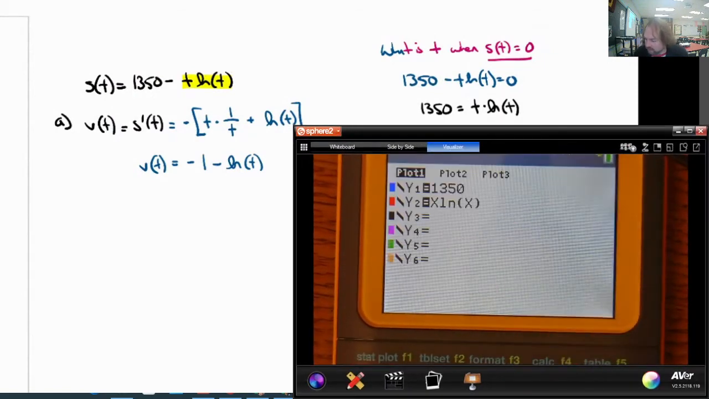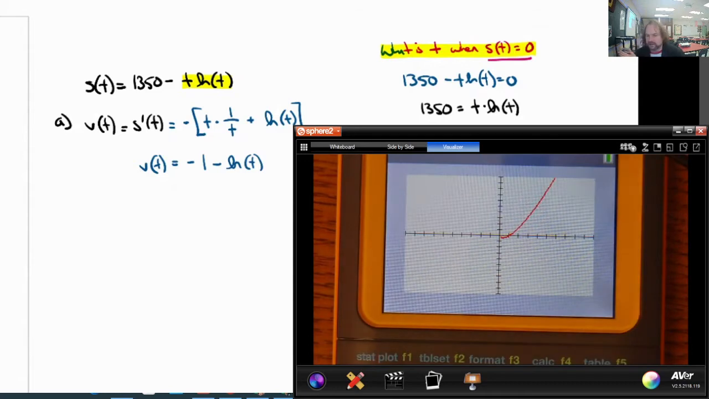So over here in y equals, remember we're looking for the answer to this question: what is t when s of t equals 0? So I went ahead and graphed 1350, and I'm graphing x natural log of x, and I want to see when these things cross. Right away I get, there's your x natural log of x. Looks like a pretty straight exponential function.